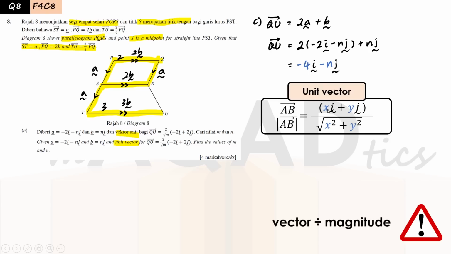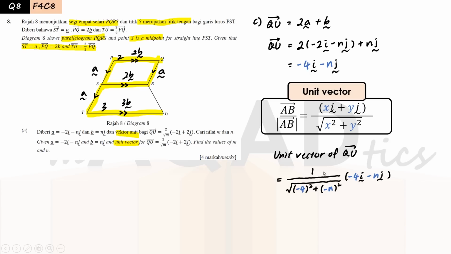The value of x here will be -4 and the value of y will be -n. So we put the vector here and then find the magnitude. The value of x is -4 and the value of y is -n, so we square them, add them up together and then take the square root. Now if you compare with the unit vector given in the question, you can see that the numerator value is different. To compare, we need to make sure the values are the same. To make this 2, we are going to factorize or take out 2 from this bracket.